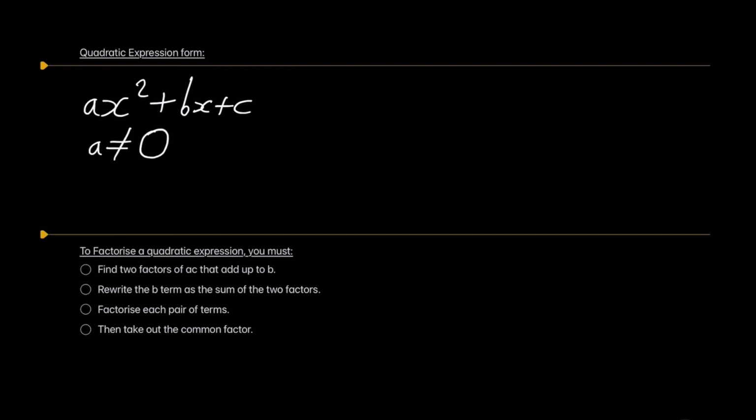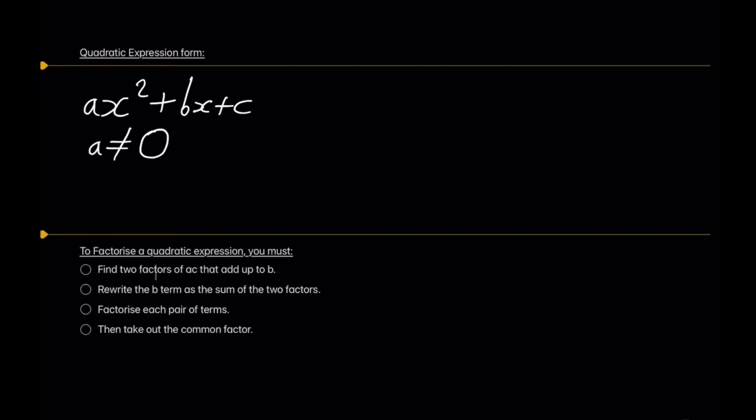A cannot equal 0, but can equal anything else, as can b and c. B and c can be 0. So to factorize a quadratic expression, there's a different methodology we must follow, and I've listed them here.